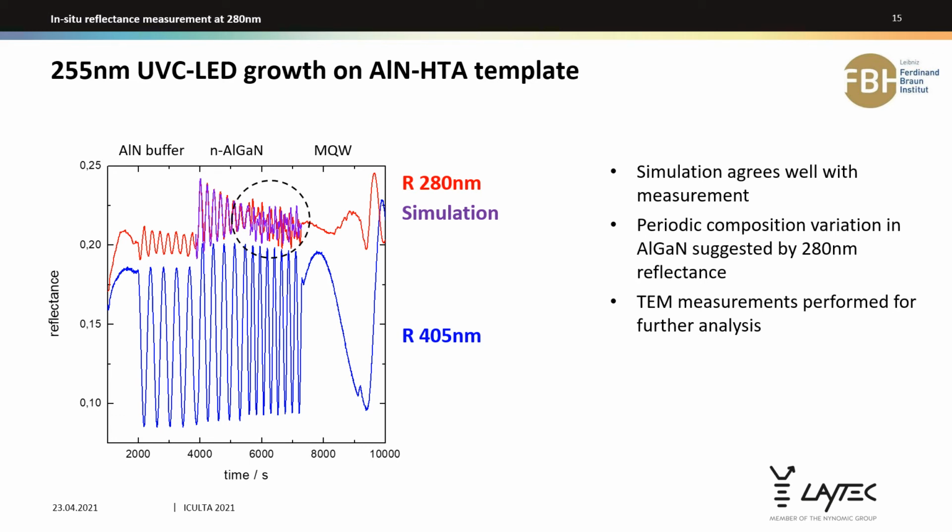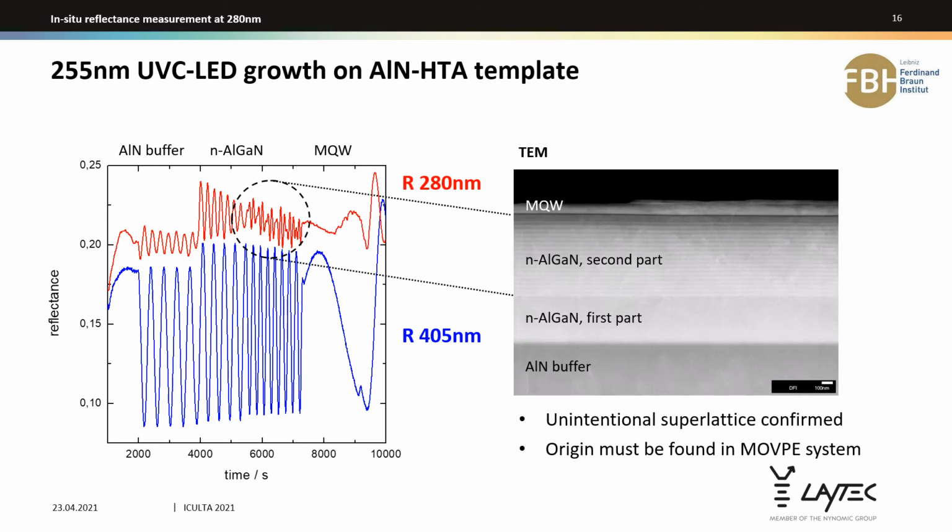And in order to confirm this, TEM measurements have been performed. So here is the TEM picture on the right-hand side. We can clearly identify our layers. The bottom, the aluminum nitride buffer corresponding to these Fabry-Pérot oscillations. Then the first part of the aluminum gallium nitride layer, which corresponds to this part with the nice sinusoidal oscillations. And finally, the second part of the AlGaN layer that corresponds to the part where the oscillations look different. And you can clearly see here the superlattice, the unintentional superlattice. And so this is in agreement with the in-situ data. And now we need to find out what is actually the reason for this.